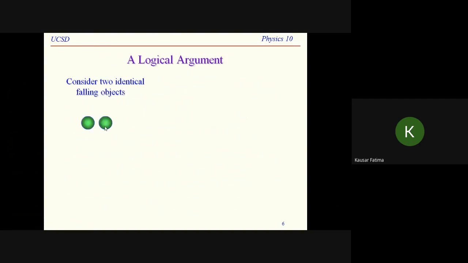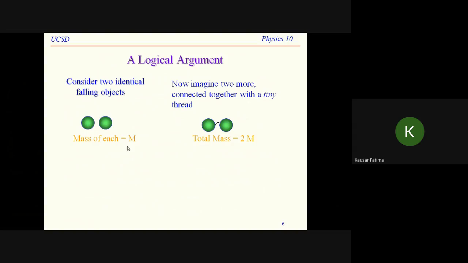So now consider two identical falling objects. Okay, they are separate and they fall at the same time here. Now imagine two more balls which are connected together with a tiny thread. So they also hit the ground at the same time. The mass is m and this mass is 2m. They have the same acceleration.